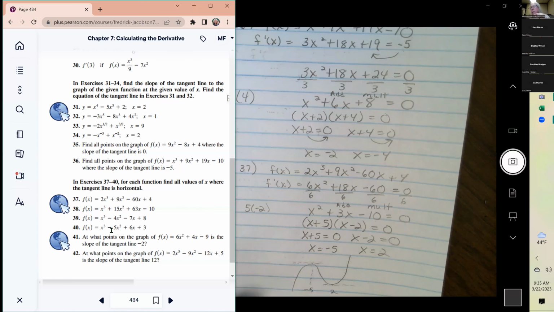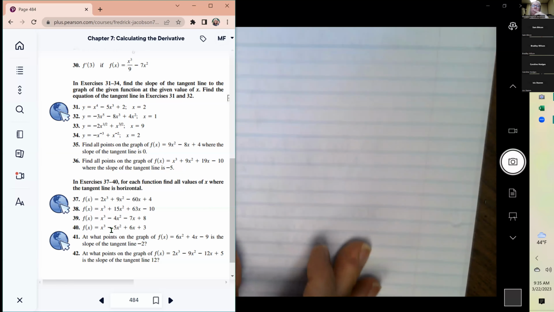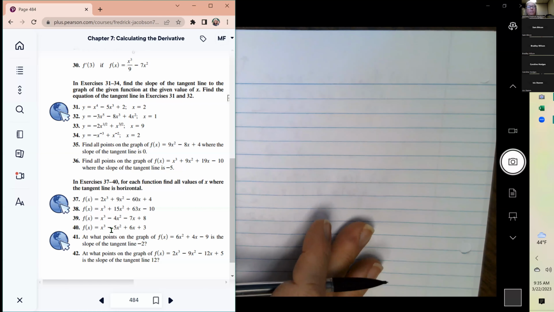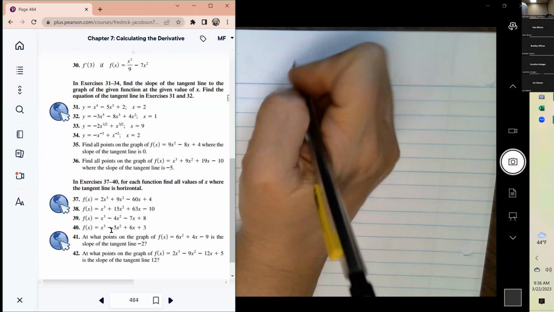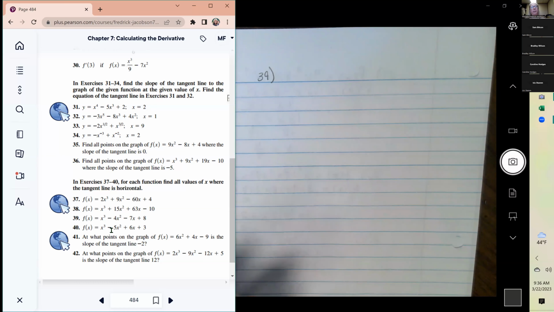Try 39. So 39, the same thing. Find the X value where the tangent line is horizontal.